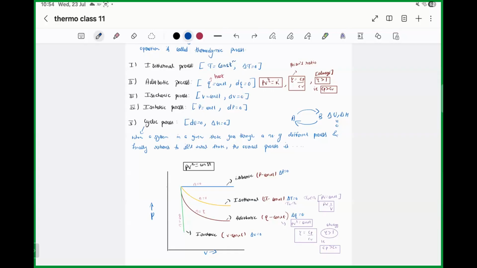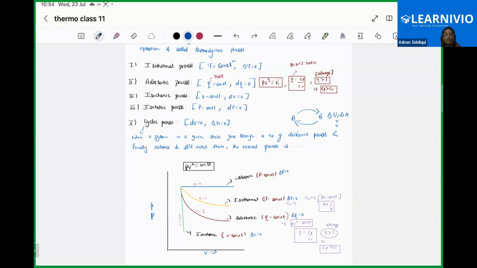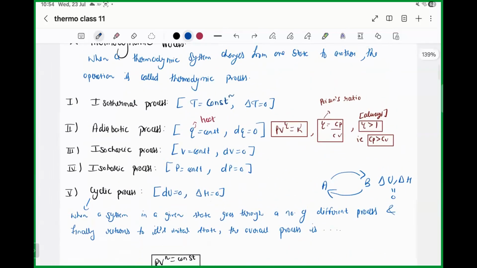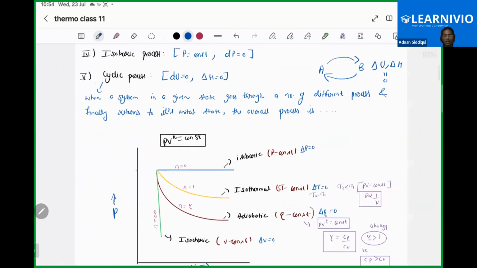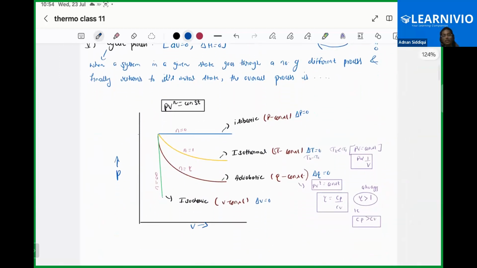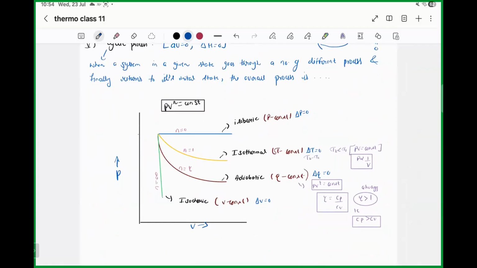What does gamma mean though? Gamma is just a constant. It is a Poisson's ratio. We will talk about it in detail in the upcoming lecture. You don't have to think too much about it for now, right? It is just a constant that is associated with adiabatic process.